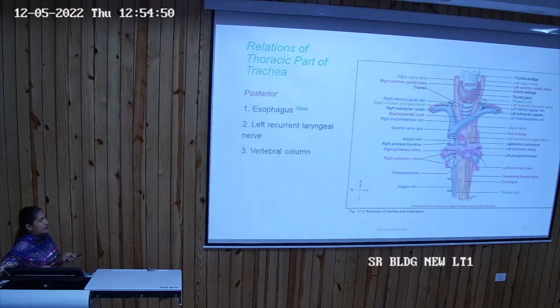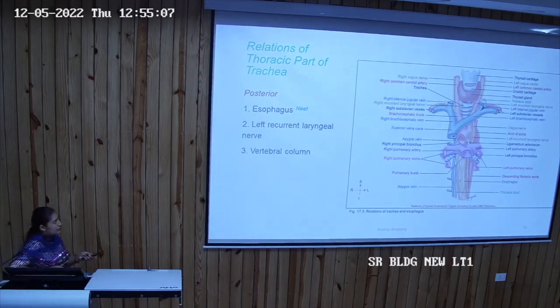What will be present posteriorly? Behind the trachea is the esophagus. In the posterior relation there will be the esophagus, and in between, in the tracheo-esophageal groove, there is a nerve running, which is the left recurrent laryngeal nerve. This groove is just behind the trachea and the starting of the esophagus, present laterally. So posterior relations are the esophagus, the nerve, and the most posterior is the anterior surface of the vertebrae.